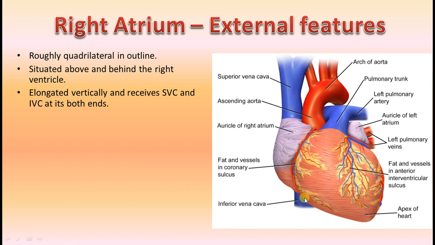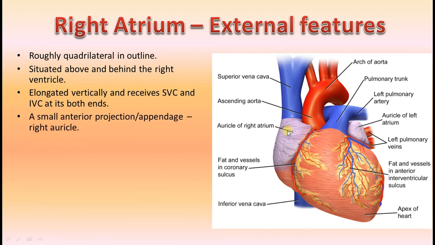The opening of the superior vena cava is opposite the third costal cartilage, and the opening of the inferior vena cava is at the level of the sixth costal cartilage. So the third costal cartilage to the sixth costal cartilage is the vertical extent of the right atrium.